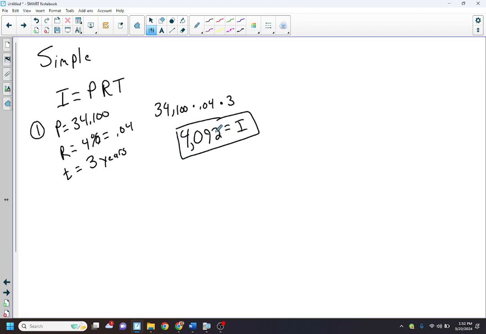But if I want the total amount, I'm going to take this and add it to my original amount. So 34,100. Why are you adding? Because I want the total amount in the bank account. Do you have to do that for all of them? If you do it this way, yes.